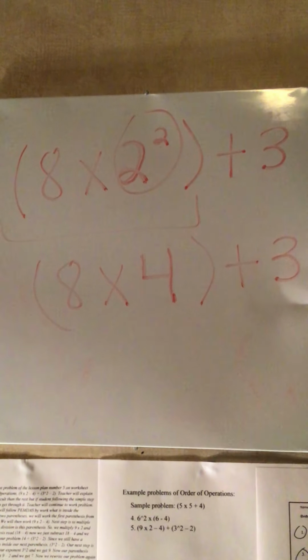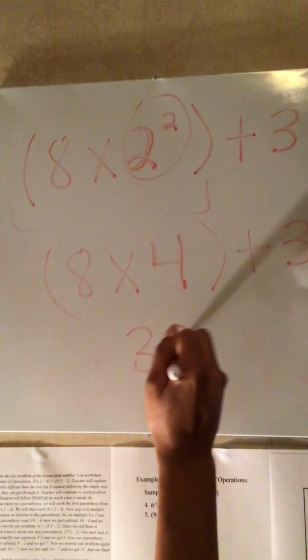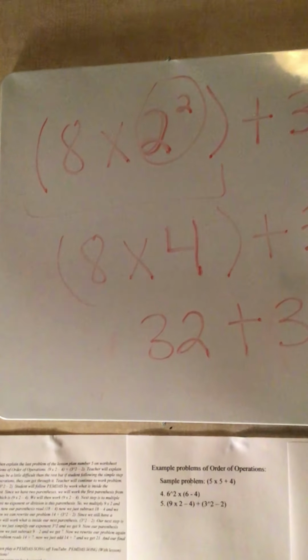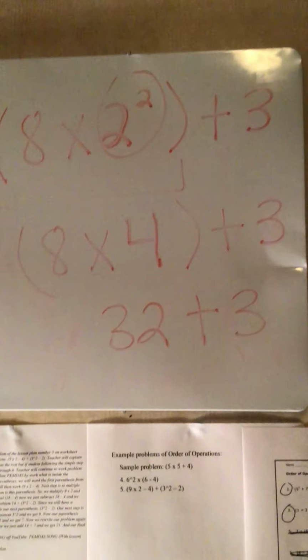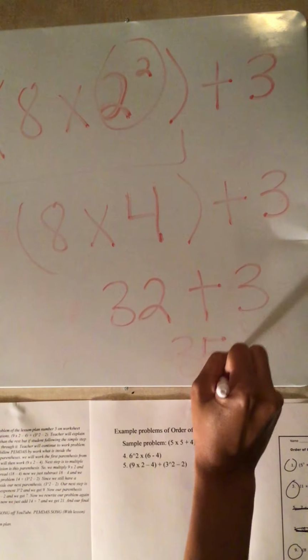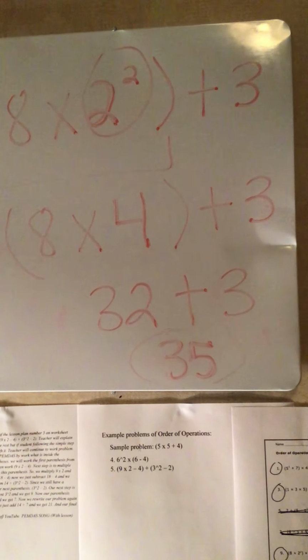So we do 8 times 4. We know 8 times 4 is 32. We bring our plus sign and bring down our 3. And now we have 32 plus 3. And we know 32 plus 3 is 35. And 35 is our answer.